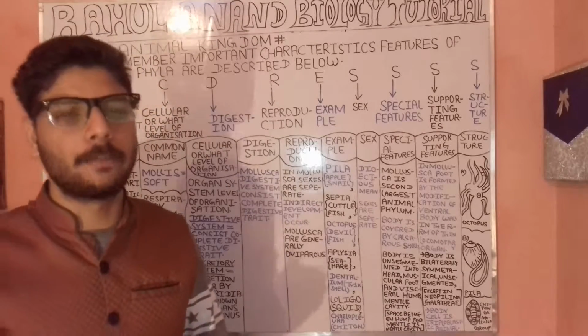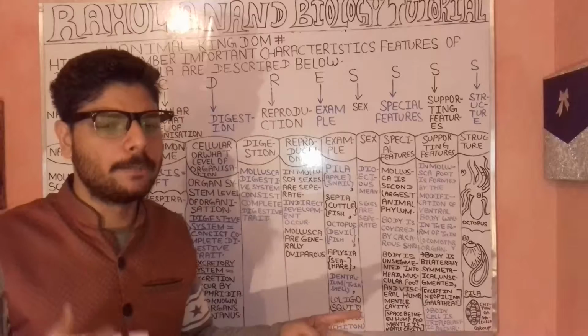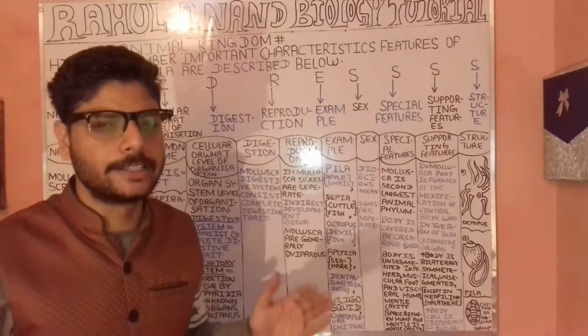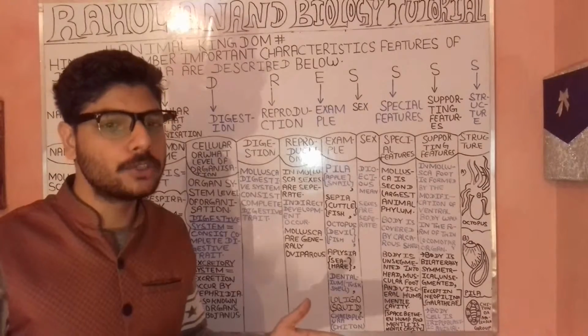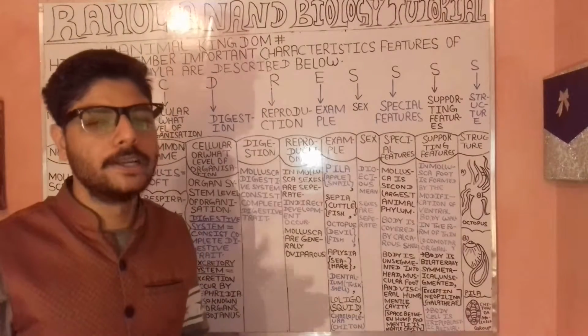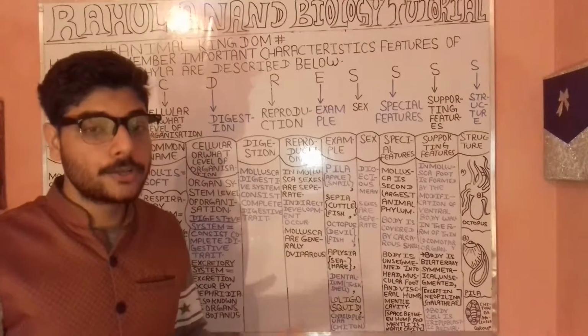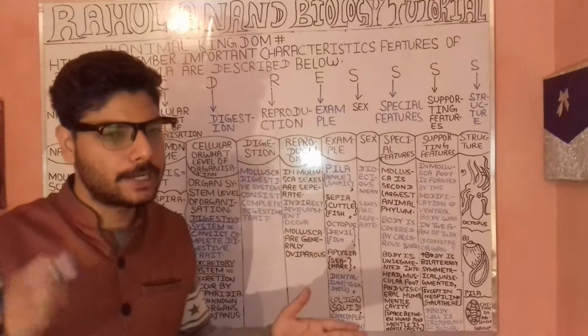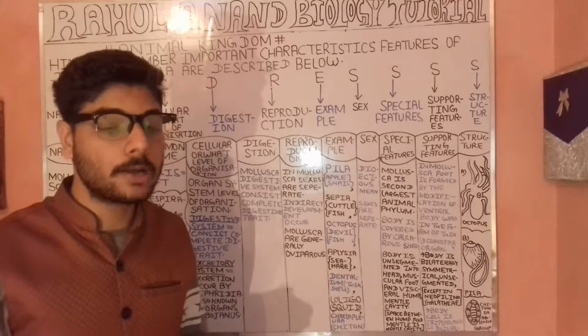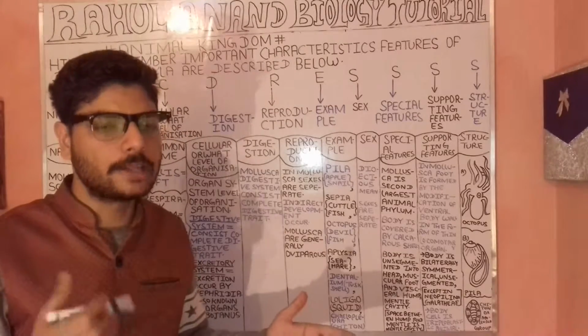Now, let's begin with the very interesting topics which are often asked in your NEET, AIIMS, and All India Pre-Medical Examination. These belong to the animal kingdom chapter of your book. Today we are going to study the important characteristics and features of the phylum Mollusca.